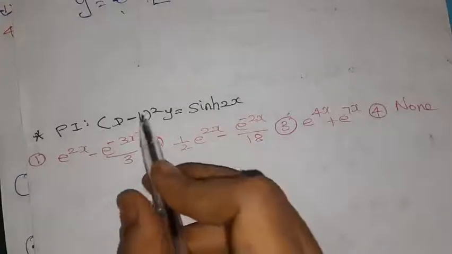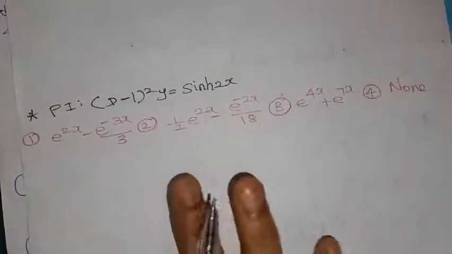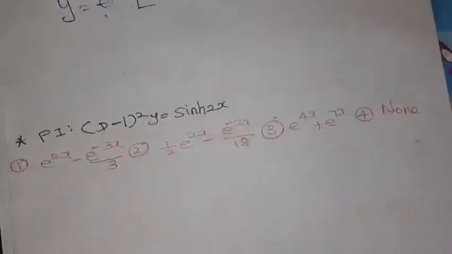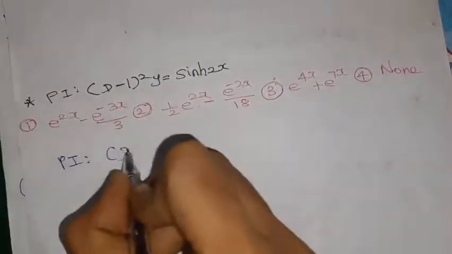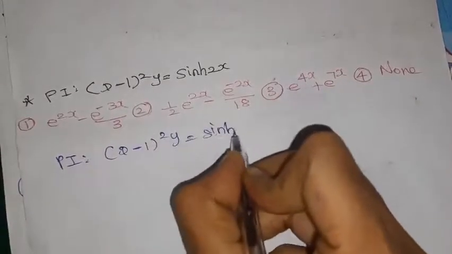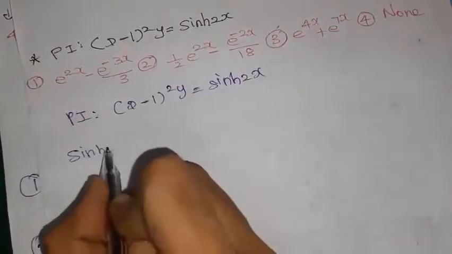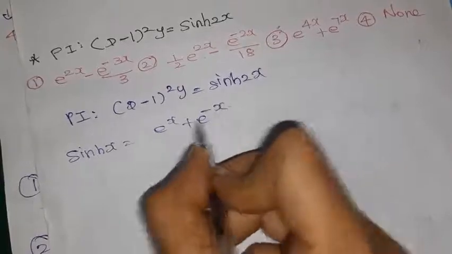(D minus 1) whole squared into y equals sinh 2x. We are going to find out the particular integral for this. This is the final problem in this type. In general, sinh x is (e power x minus e power minus x) divided by 2.